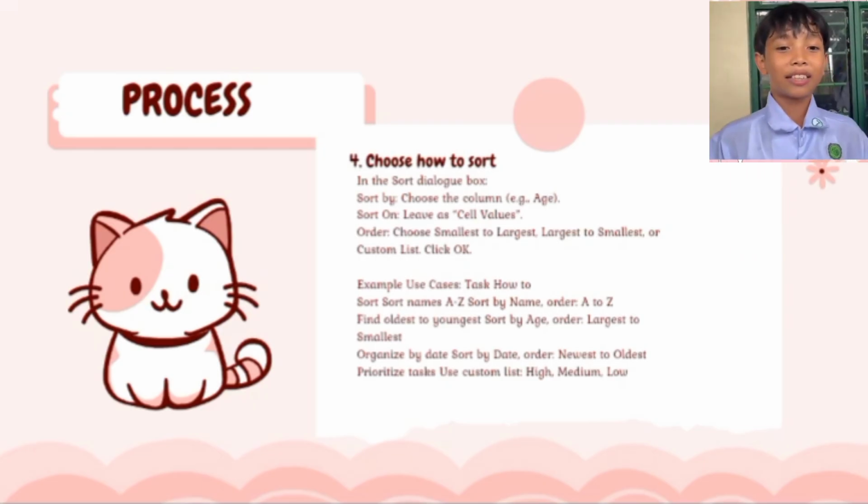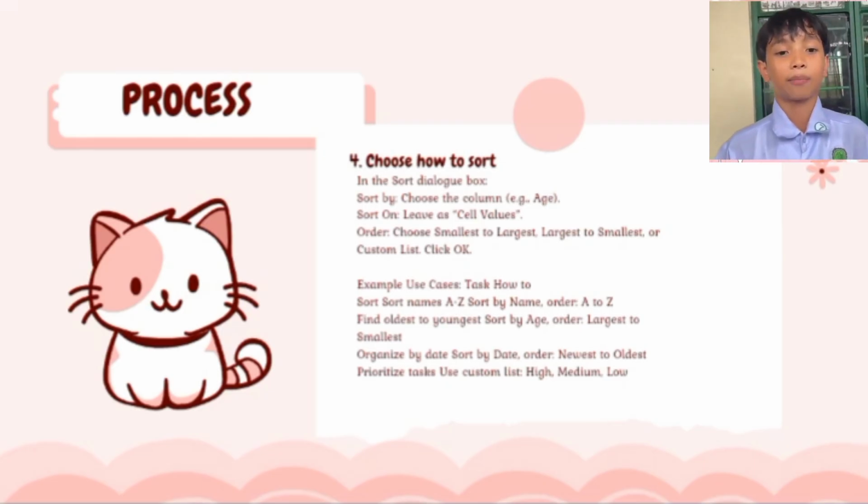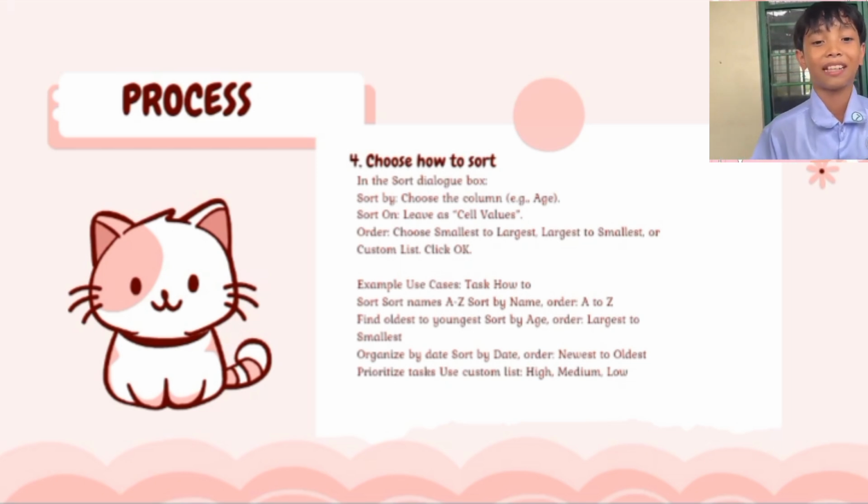Example use cases. To sort names A to Z, sort by name, order A to Z. To find oldest to youngest, sort by age, order largest to smallest. To organize by date, sort by date, order newest to oldest. Last, use custom list, for example to prioritize.